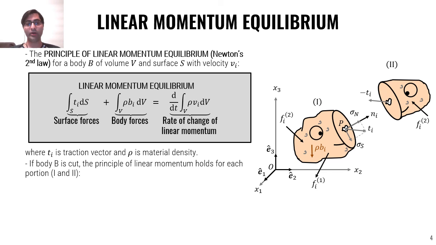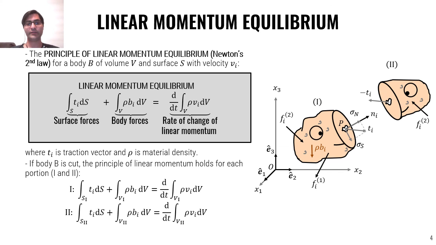Here T is the traction or stress vector on the surface, and rho is the material density. If the body is cut, like here, once the potato is cut in half, the principle of linear momentum holds for each of the portions. We can integrate over the surface area of portion 1 and volume of portion 1, the same on the surface area of portion 2, volume of portion 2. So basically, we can divide the whole body into sub volumes, sub portions, and still the linear momentum equilibrium is locally valid.